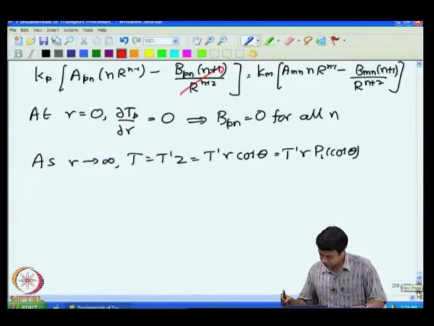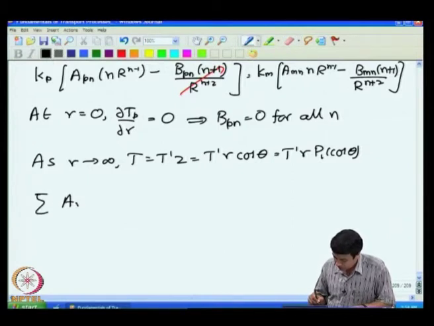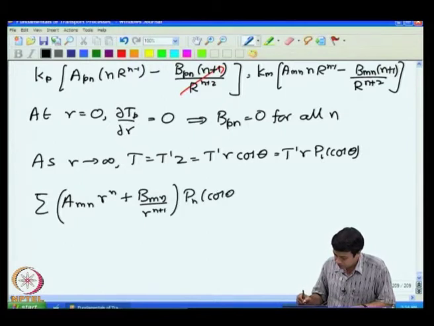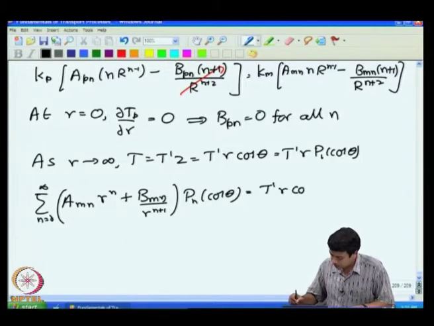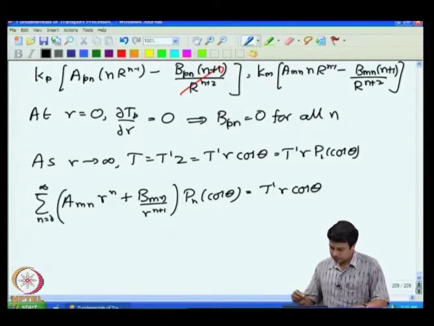So, I require that the summation over n from 0 to infinity of (A_mn r^n + B_mn / r^(n+1)) P_n of cos theta is equal to T' r cos theta. Of course, as r goes to infinity, these terms all decrease to 0.